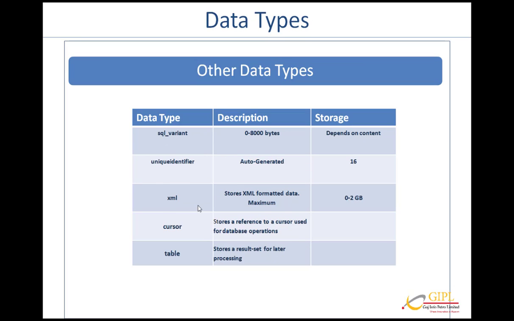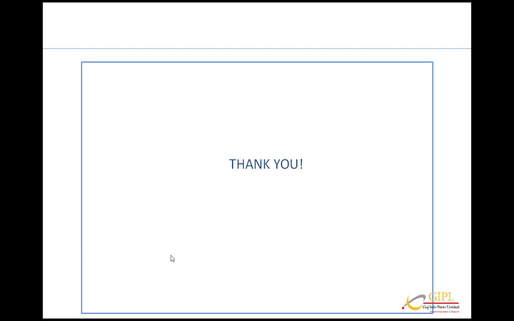Let's move on to other data types. SQL has several other data types. First one is sql_variant. Its description is 0 to 8000 bytes of data; storage capacity depends on content. Second one is uniqueidentifier. Third one is XML data type. Fourth one is cursor data type. And fifth one is table data type.